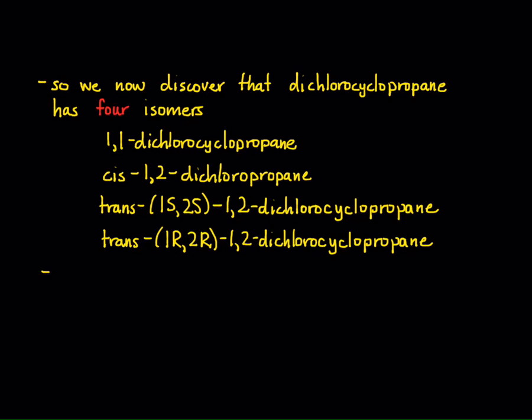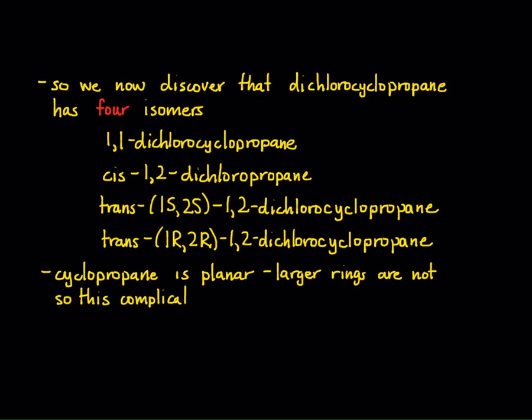Now, keep in mind that cyclopropane is planar, and therefore it's kind of easy in this particular case to analyze all of the potential stereoisomers. But when you get into larger rings, they are not planar. And so this complicates matters to a certain extent. And we're going to explore that in the next chapter.